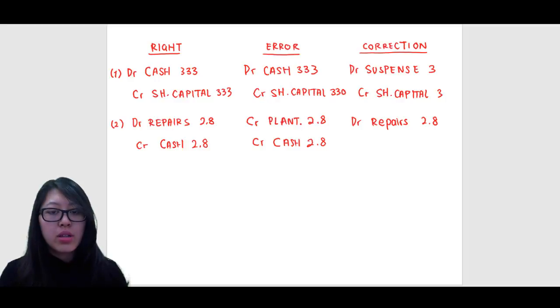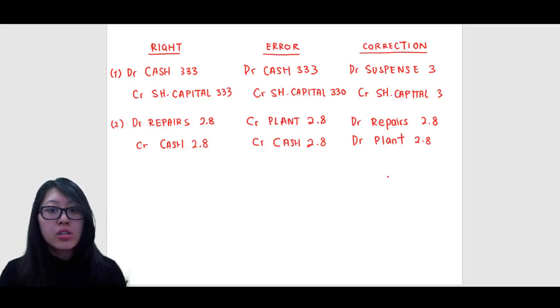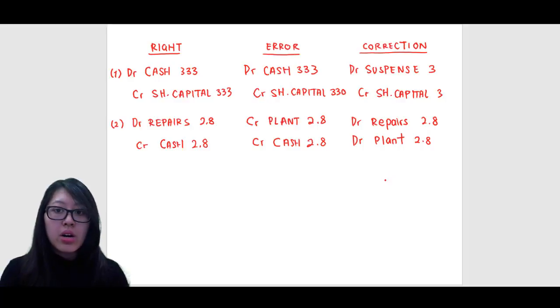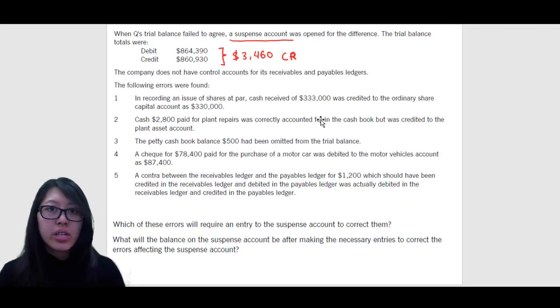That is the wrong principle. So we're going to need to reverse it. If it had been credited before, now we need to just debit it. So we're going to debit the plant asset account by 2.8 to reverse the error. And now it's not going to be balanced because there's no credit entry. We need to balance it out. So we're going to credit again the suspense account. By how much? By the total of these figures, which will be $5,600. Let's take a look at number 3.